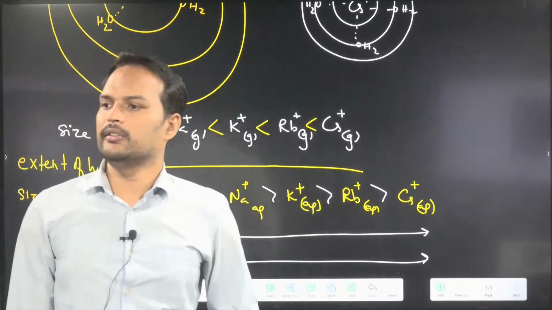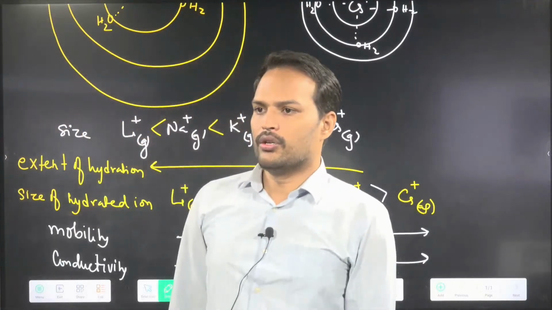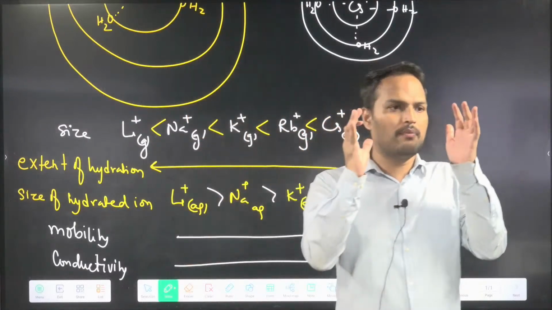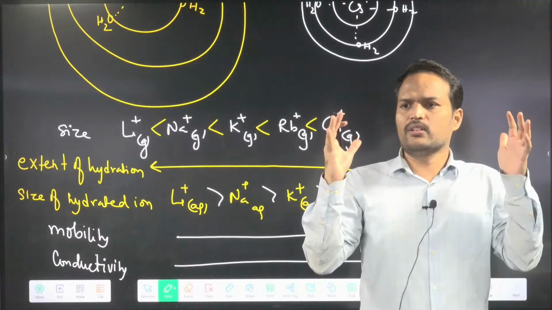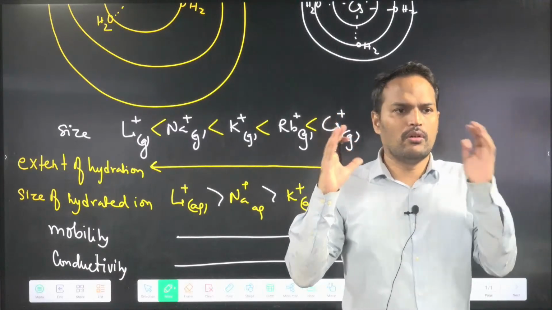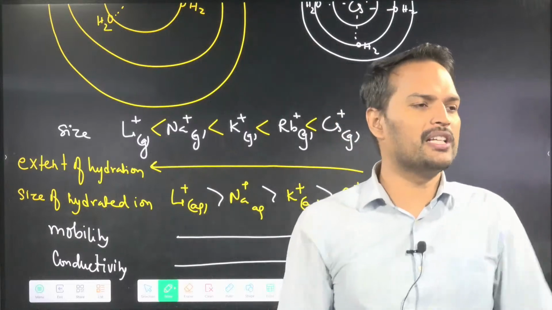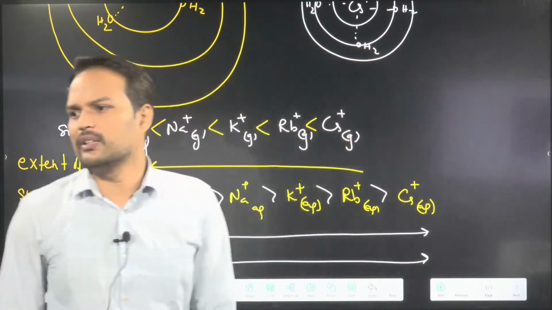Is it okay? Check quickly. Cesium was big, but its hydration is less. Only this much increased, so the size of the hydrated ion is also less. So movement will be more. If movement is more, what can we say? Conductivity is more.